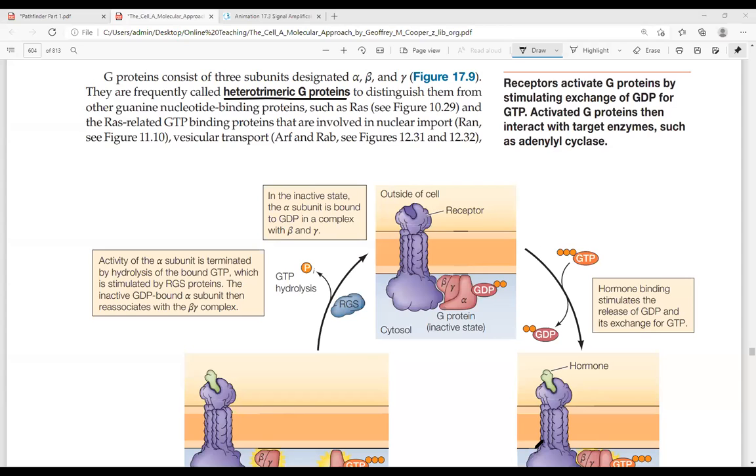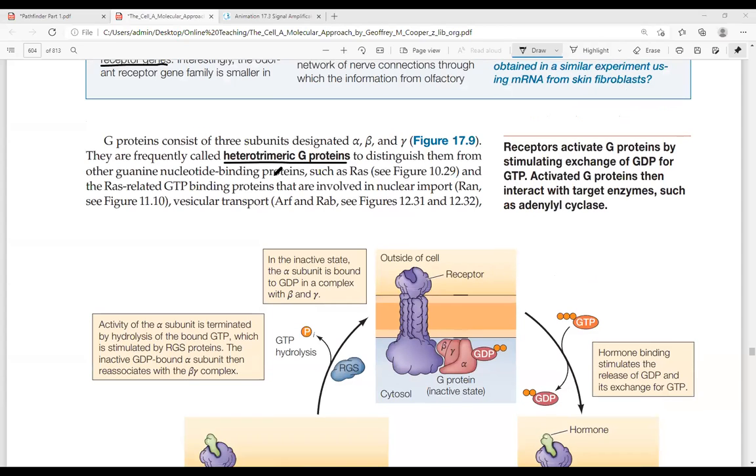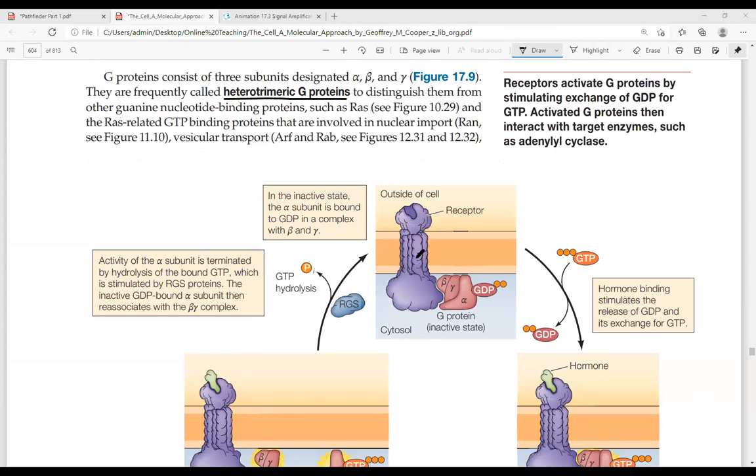Now, these are the heterotrimeric G proteins. As I have already told you, these are heterotrimers. They are made up of three different subunits: the alpha subunit, the beta subunit, as well as the gamma subunit. And there is a serpentine receptor to which a signaling molecule is going to be bound.